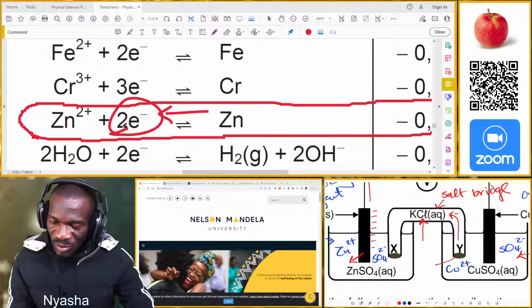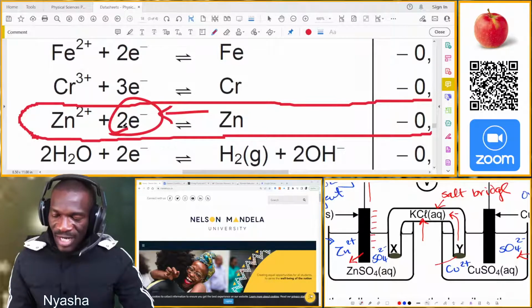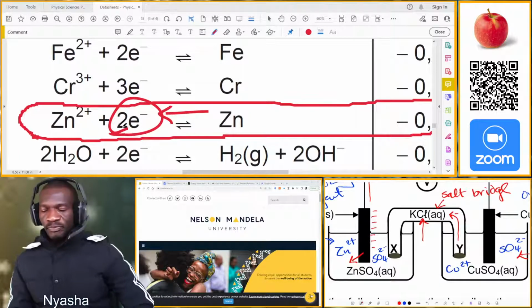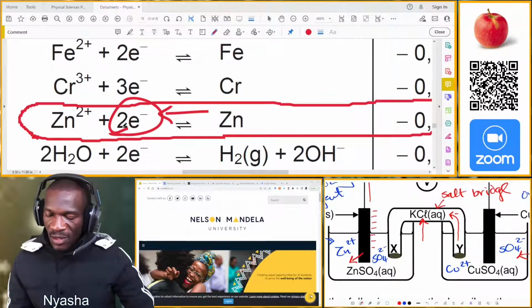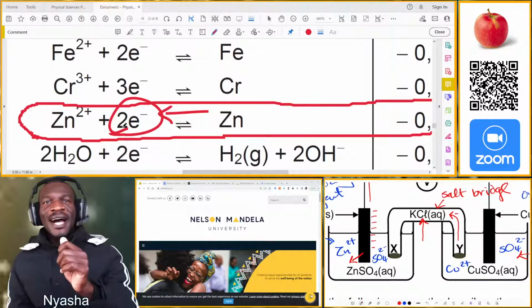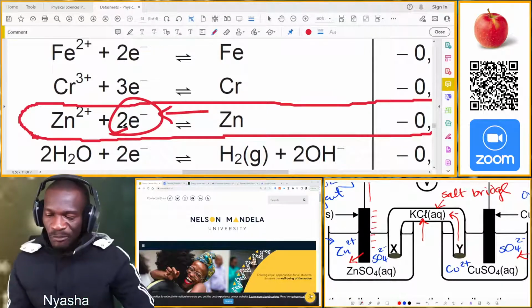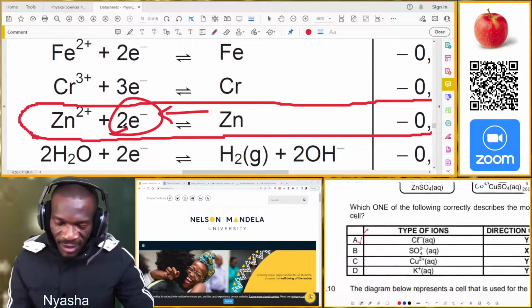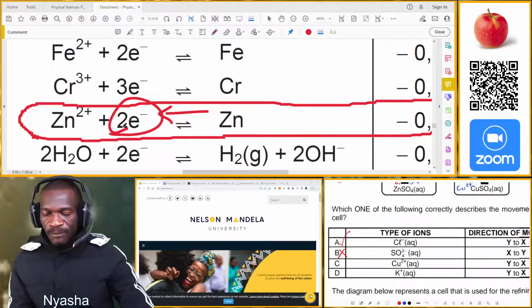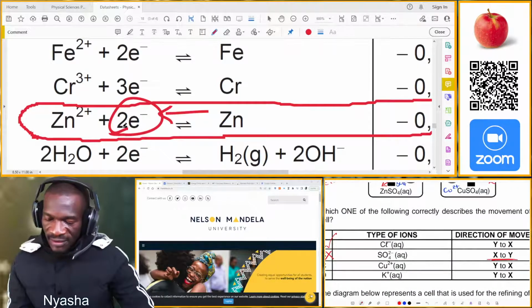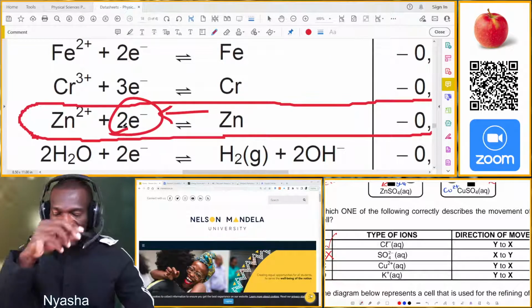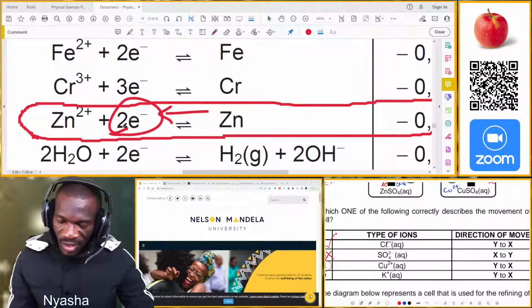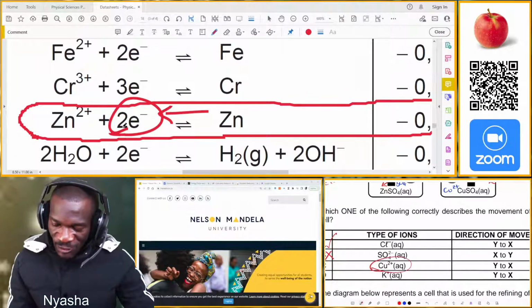In actual fact, we put some wool there so that the charged particles do not travel into the salt bridge. So in the end, we only have the salt bridge ions to complete the path of the cycle. So this second option is out. Our B is out. The sulfate ions are not going to travel through the salt bridge, neither through the external circuit. How about part C? Part C, we have copper 2+ moving from Y to X.